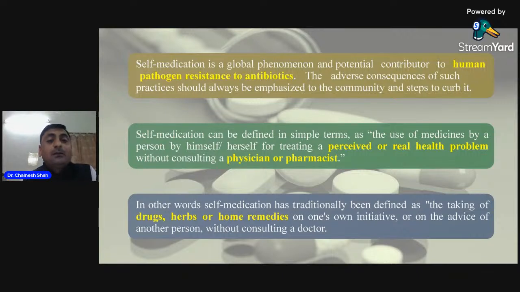So self medication is a global phenomenon and a potential contributor to human pathogen resistance to antibiotics. In the overall global market, the resistance to antibiotics is at its highest, at the peak level, in India. Alexander Fleming investigated and researched penicillin in 1928. But you won't believe it, in 2001 penicillin started creating resistance. Alexander thought the antibiotic would stop the growth of microorganisms, but later that was the case. Now in India it is different.